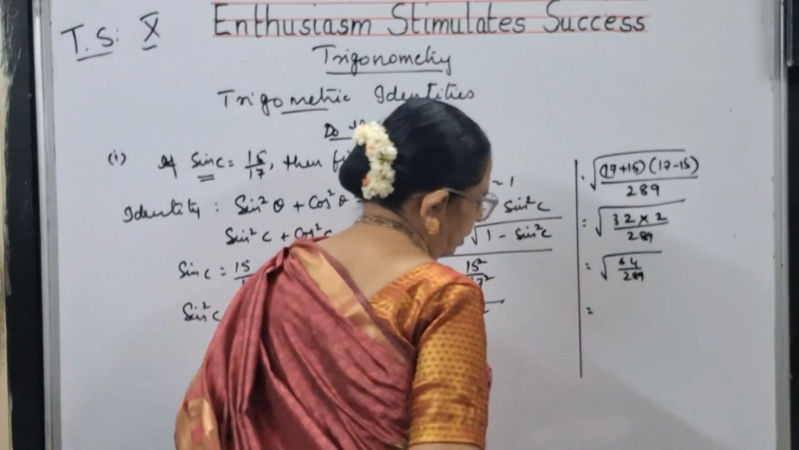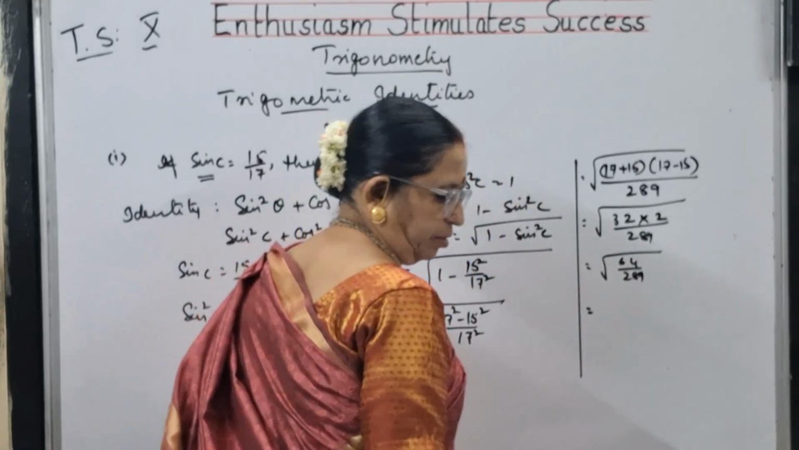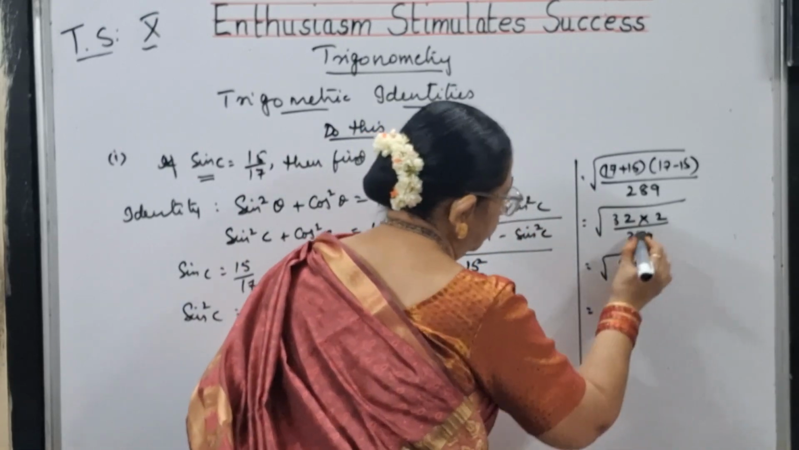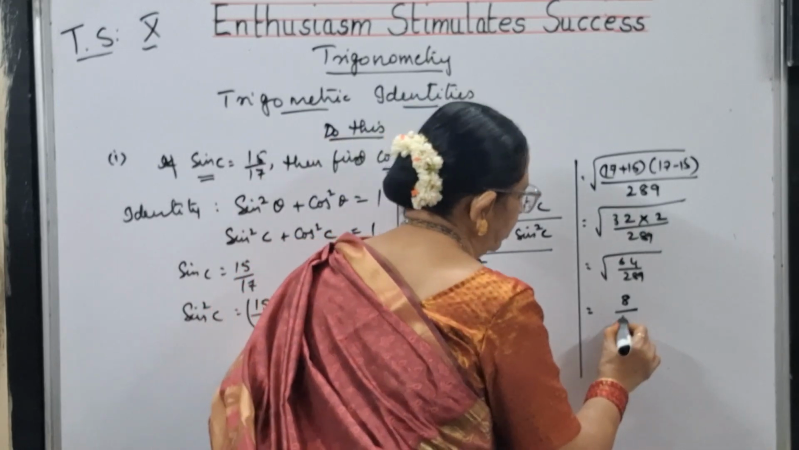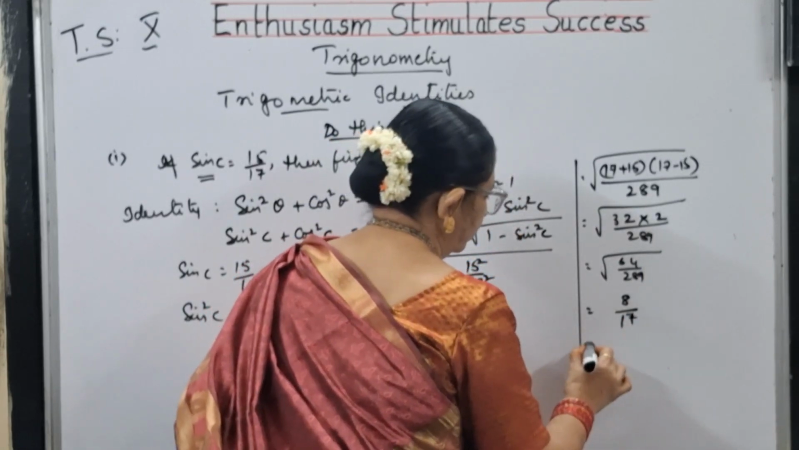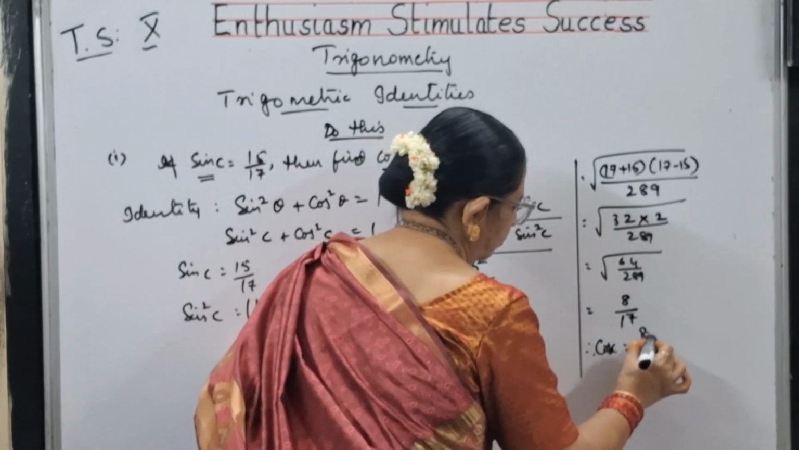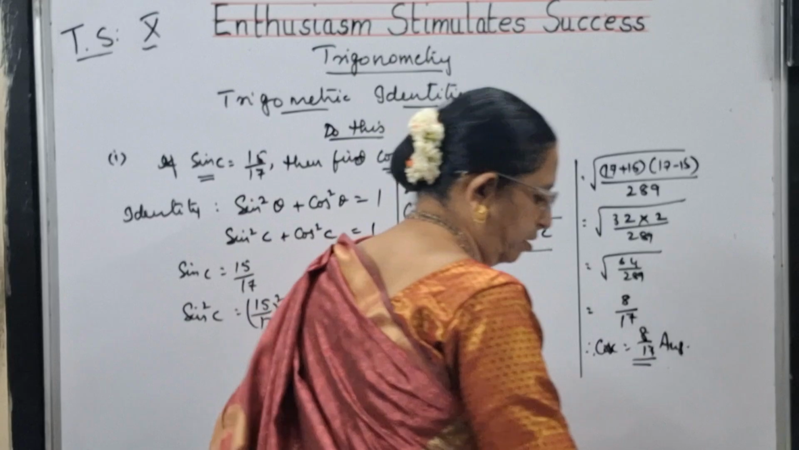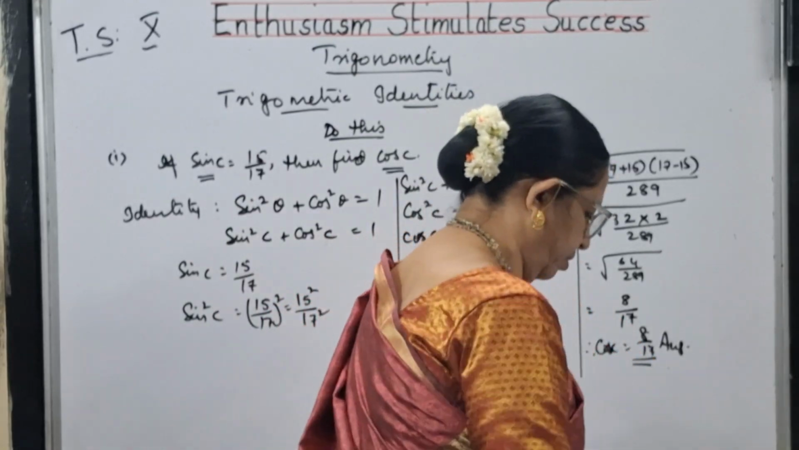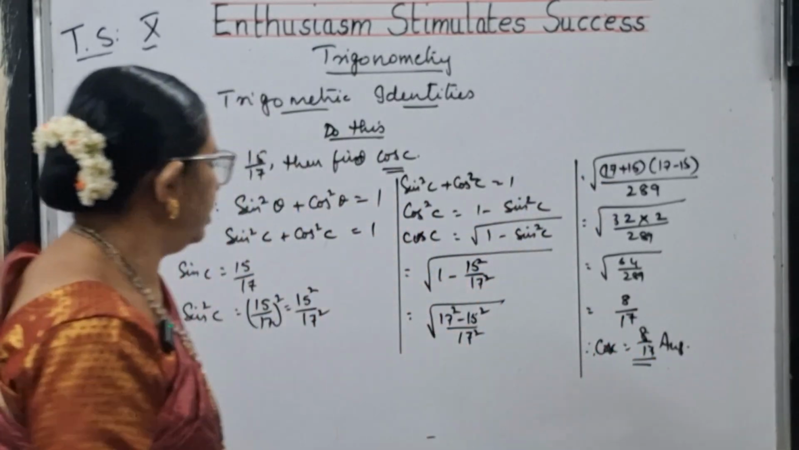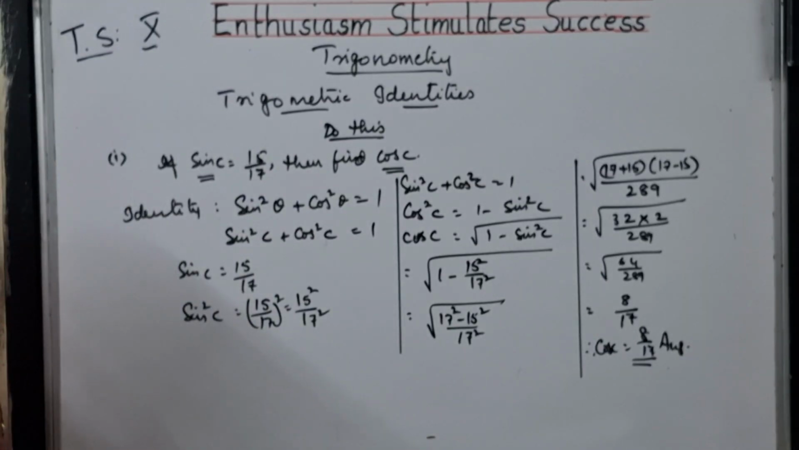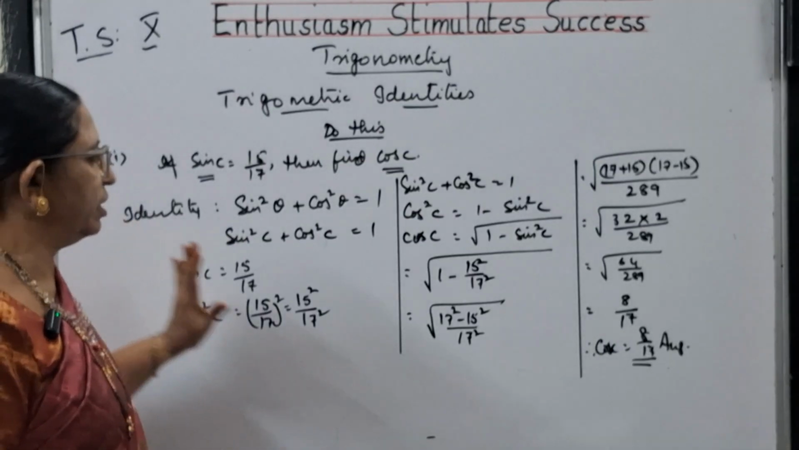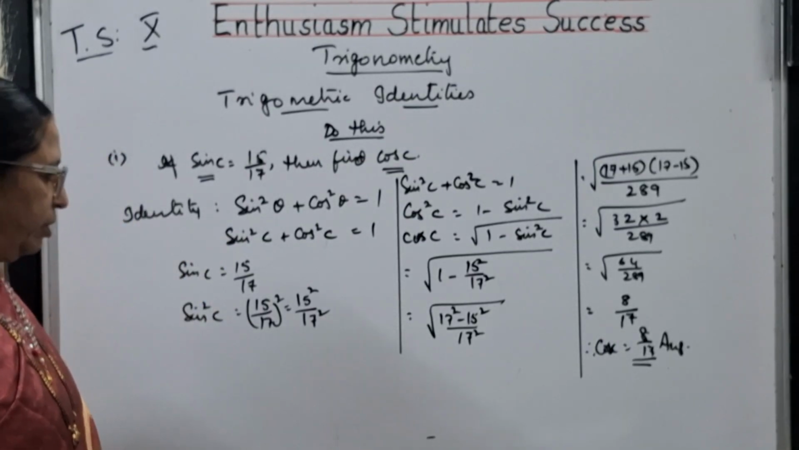Root of 64. What is 64, children? 64 means 8, 8 8s are 64, no? By 289, which is nothing but 17 square. So we can say that cos c is equal to 8 by 17. This is the answer for this problem, children. So I hope I am clear here. Please note down. It is only this way you need to do here after knowing the identity.